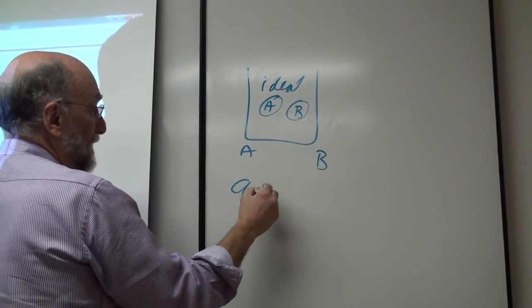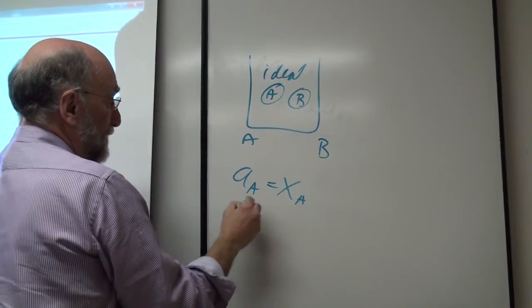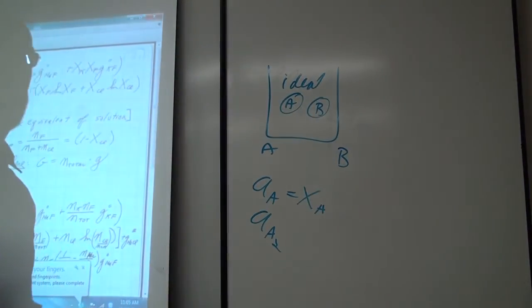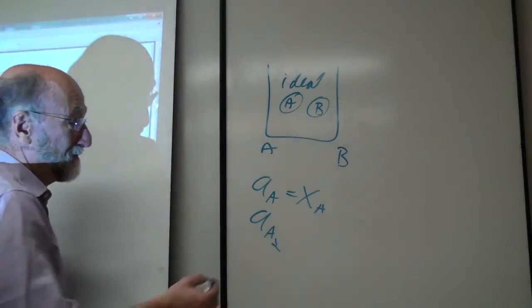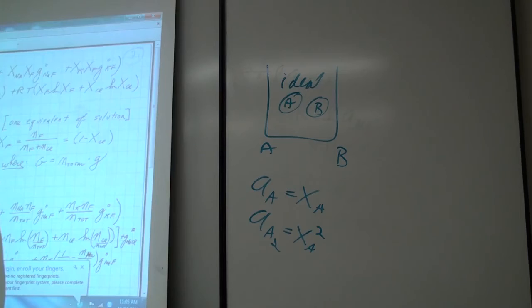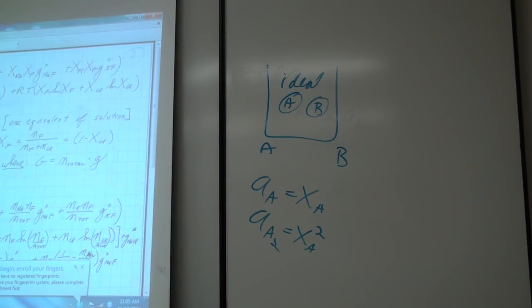Okay, if the activity of A is the mole fraction of A, what is the activity of A2? It's the mole fraction of A squared. No. Even if it isn't an ideal solution, the activity of A2 is the activity of A squared.